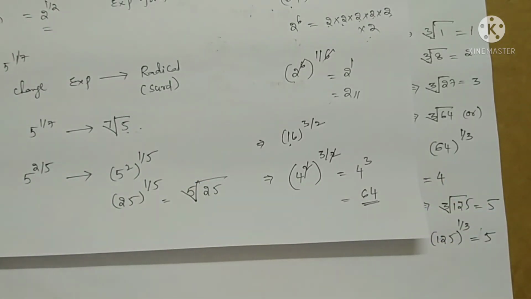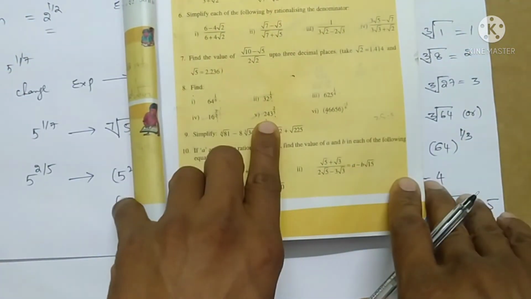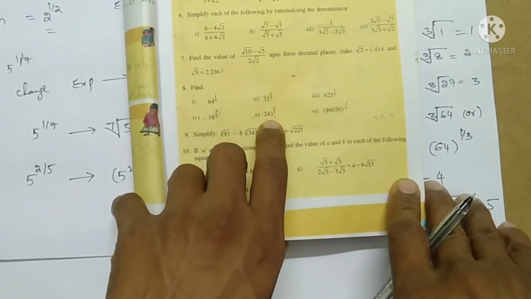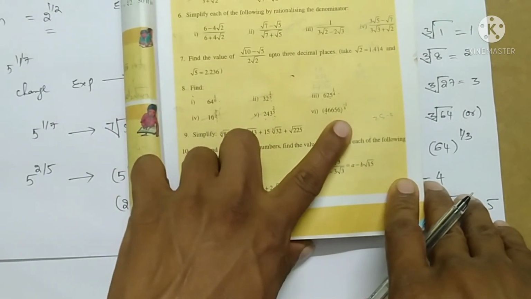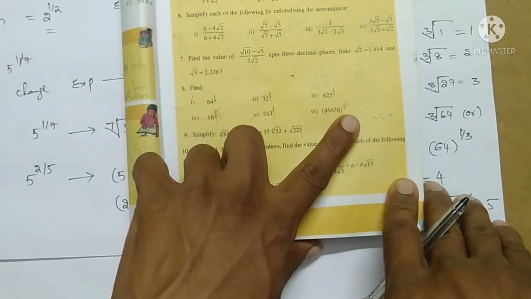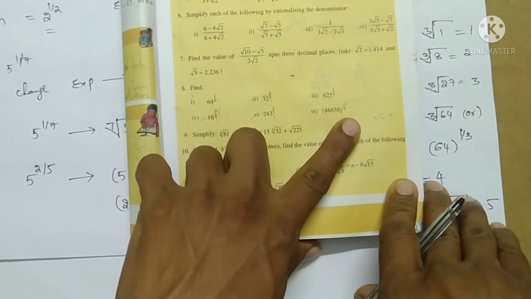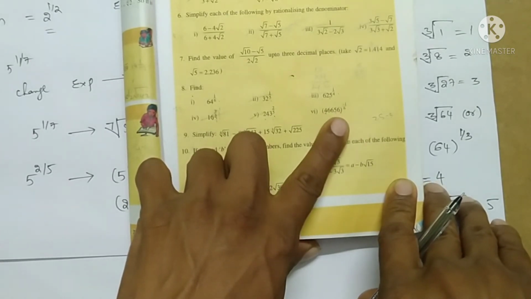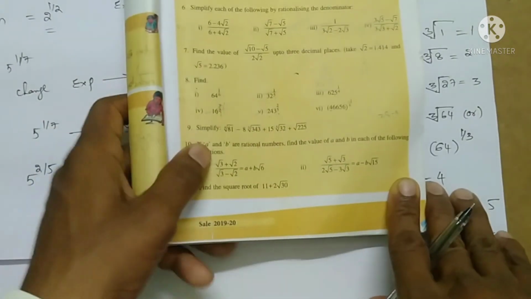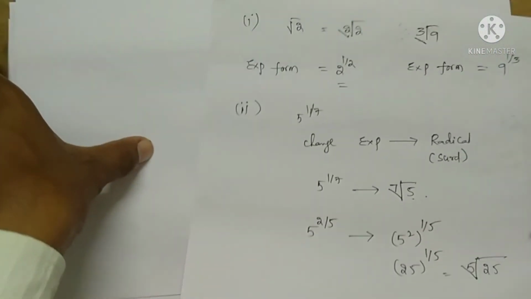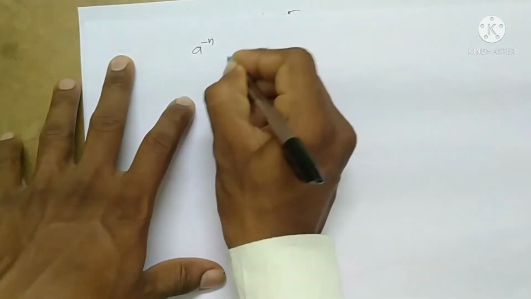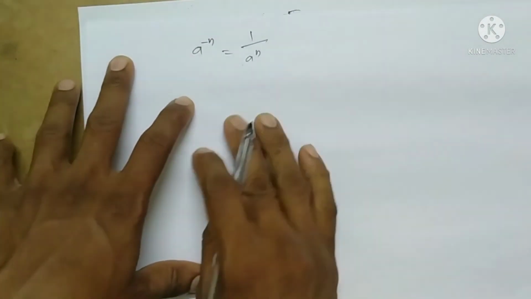Okay. Next one. 243 whole to the power of 2 by 5. This is HW. Next one 46656 whole to the power of minus 1 by 6. So it is of the form a power minus n. Result is 1 by a power n, right? So it is of the form a power minus n, that is equal to 1 by a power n, right?